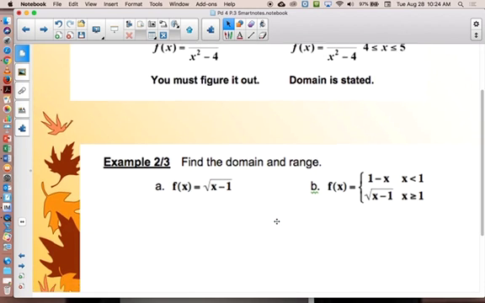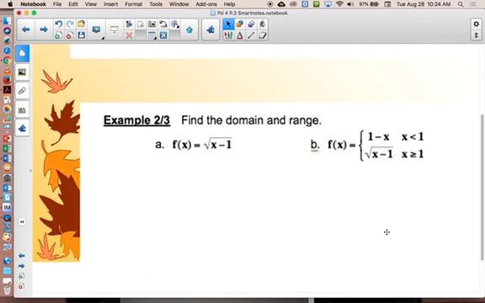So let's try some domain and range, because these tend to make us think a little bit. Domain for the first one. What do you think? What values could you put in for x?